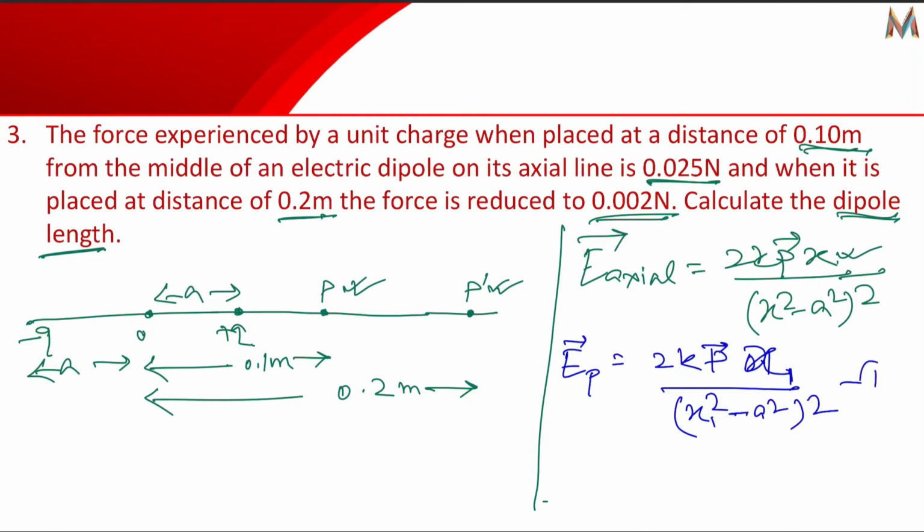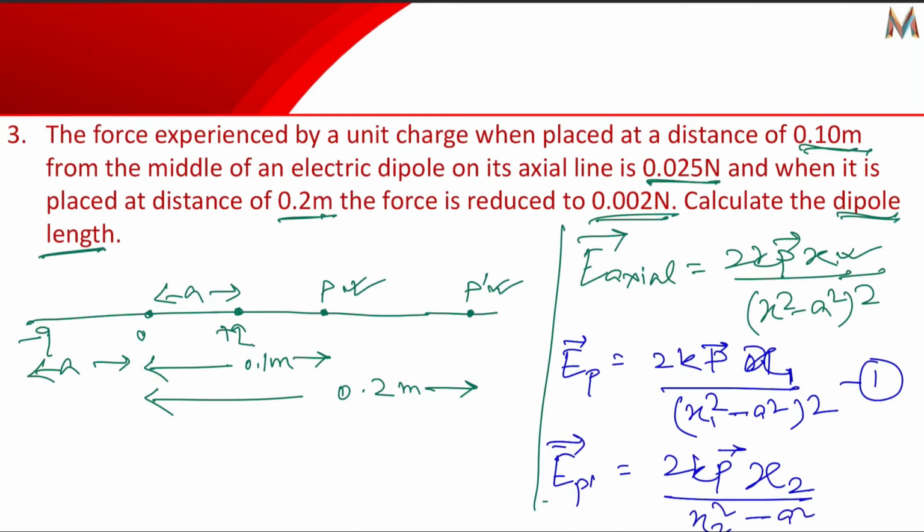That becomes the field at distance x1 at point P. Similarly, if we write for EP dash, it will become 2 k p vector into x2 upon x2 square minus a square whole square. Let this be equation second. Now let us divide these two equations, dividing equation 1 and 2.